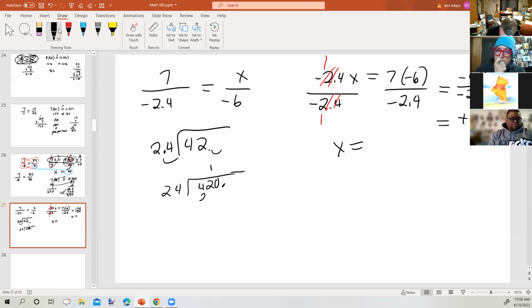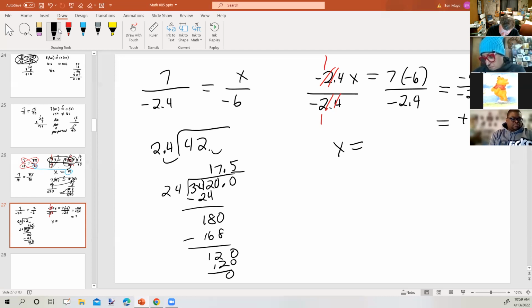24 goes into 42 once. Borrow and carry. 12 minus 4 is 8. 3 minus 2 is 1. Bring down a 0. Let's see, 24 goes into 7, 4, 8 times. I think 7 times. That's 28. Carry the 2, 16. So I got 1, 2, and bring down a 0. 24 goes into 120 exactly 5 times. So we get 17.5.